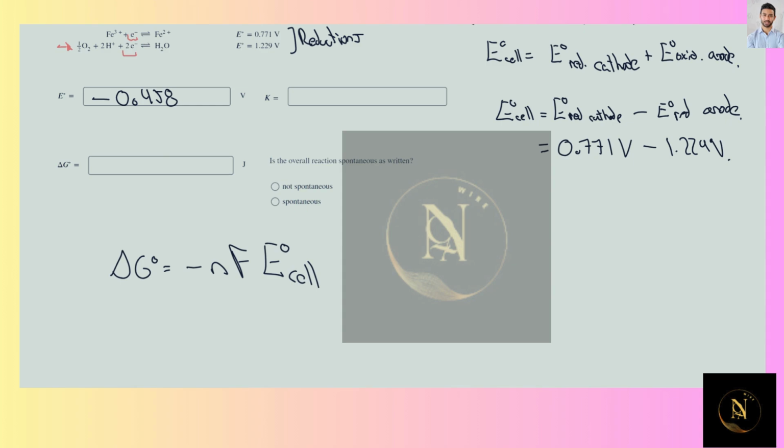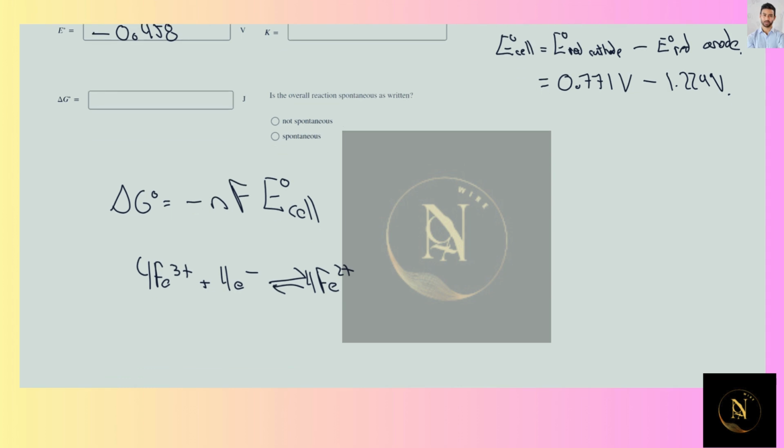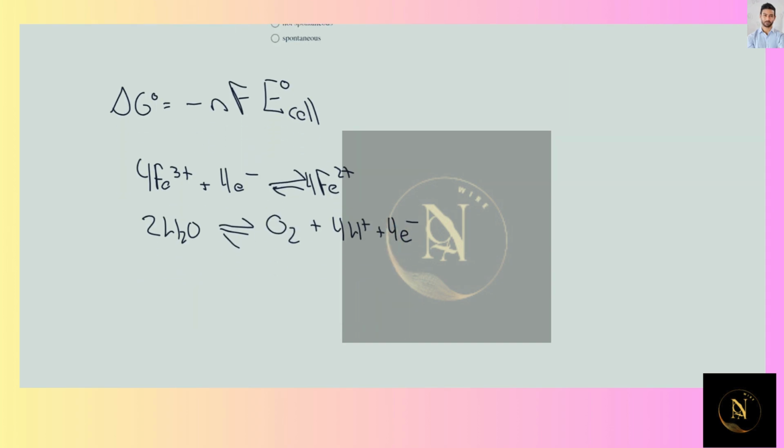So what we need to do is multiply the first reaction by 4 and the second reaction by 2. So 4 times iron 3 plus plus 4 electrons is in equilibrium with 4 of iron 2 plus. On the other hand, we multiply by 2 and flip the second equation, so we get 2 of water in equilibrium with O2 plus 4H plus plus 4 electrons. As you can see, after we add up both of these equations, the 4 electrons are going to cancel out.